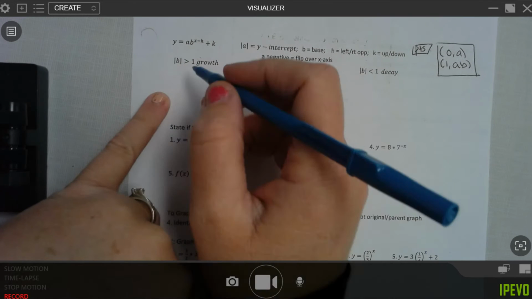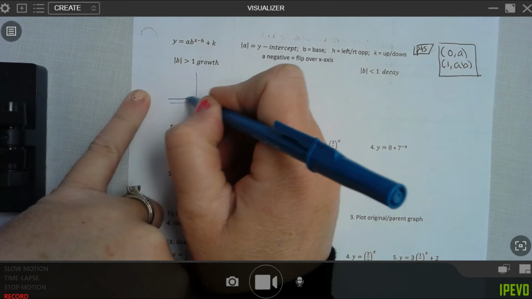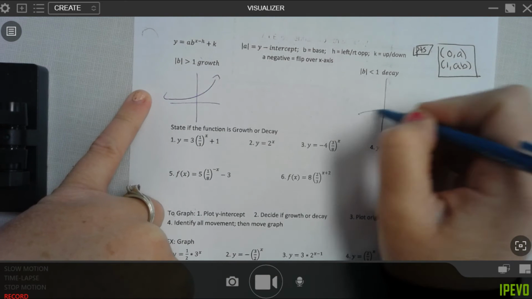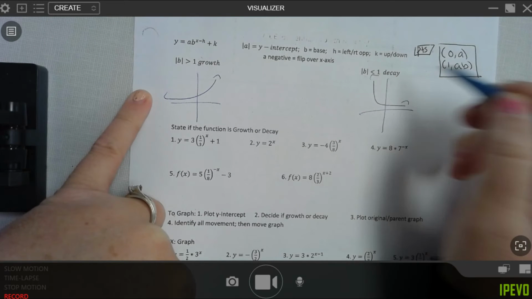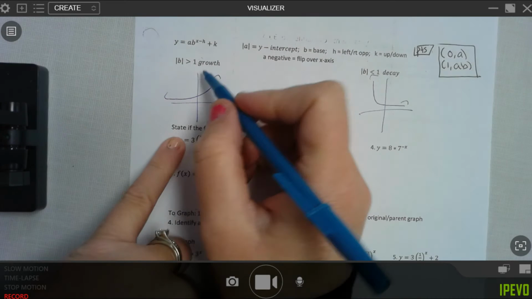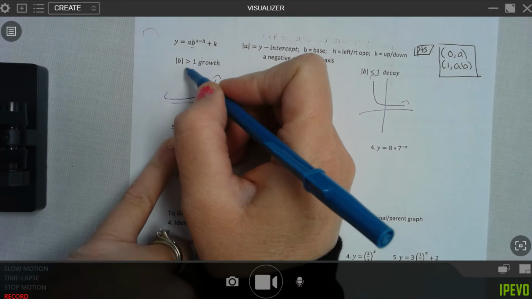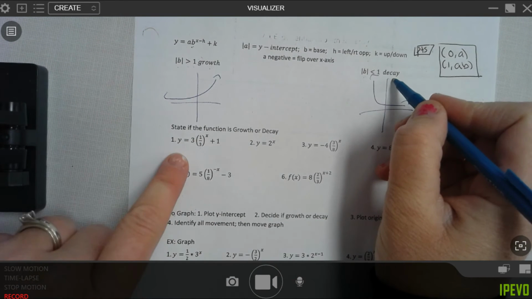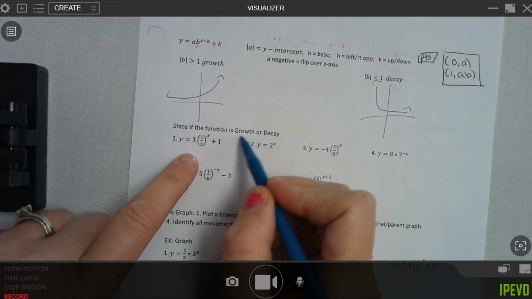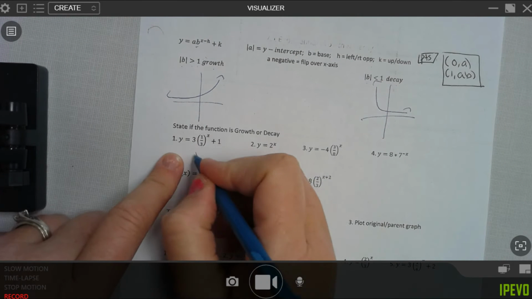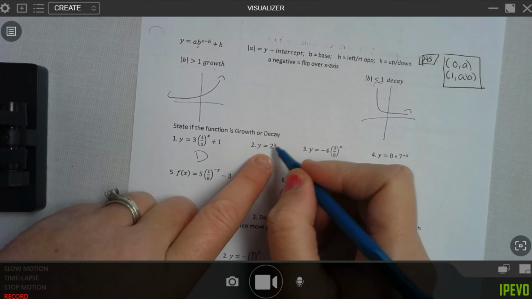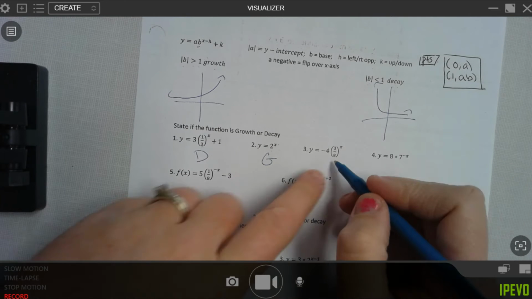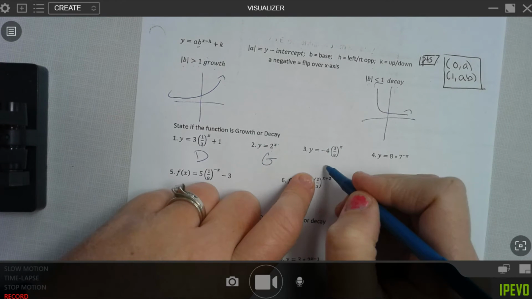So first thing I taught you is that growth functions always look like this, and decay functions always look like that. And then we went through to determine what is a growth or decay. So if your b, so the number of the exponent, is bigger than 1, we call it a growth. If b is less than 1, we call it a decay. So these down here, this one right here, 1/3 would make this a decay because it's less than 1. This is 2 to the x, so that's a growth. 3/8 is less than 1, so decay.